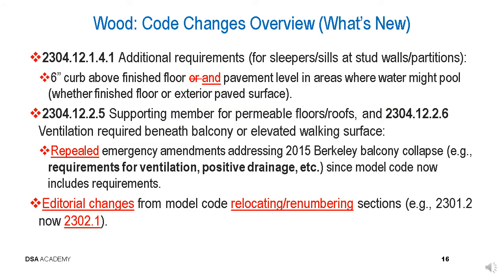We have some additional changes in 2304.12.1.4 and 12.2.5. In 12.1.4, it clarified that the 6-inch curb is 6 inches above both the finished floor and the pavement. The prior language was not real clear on what the intent was on that. In 2304.12.2.5, they've removed the balcony provisions, as I've mentioned before, since it's now in the model code. We've also had some minor editorial changes and renumbering of some sections.